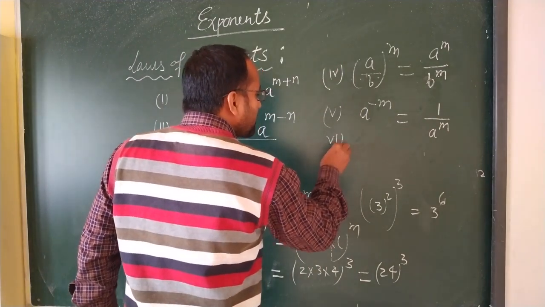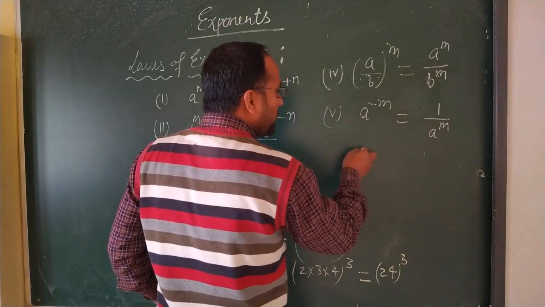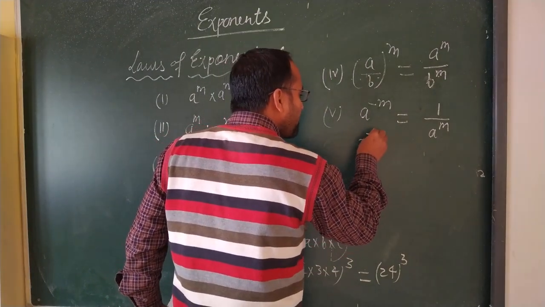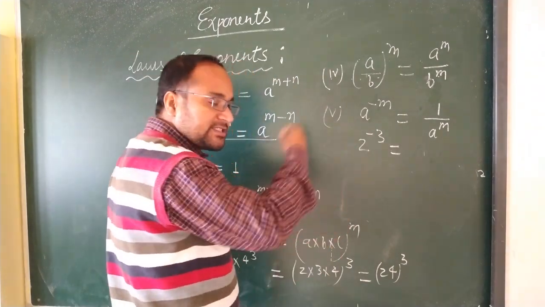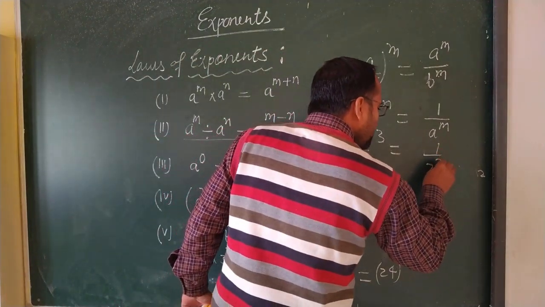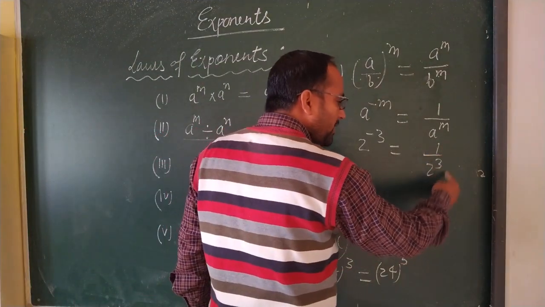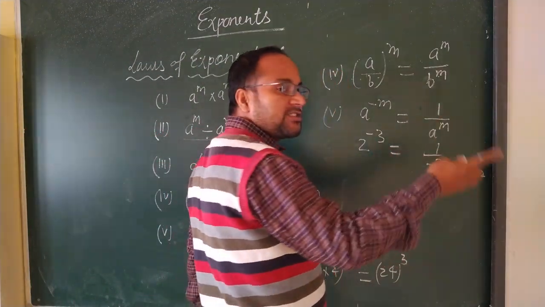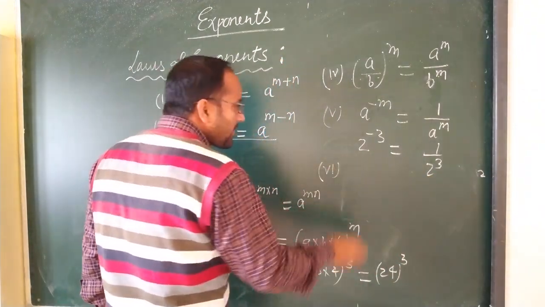See this one, students. I will show you one example for this. Suppose 2 to the power minus 3, and if you want to solve this, you cannot solve it like this. Change it into 1 upon 2 to the power 3. If you write it in the form of 1 upon, then this minus changes into a plus. Okay, students.